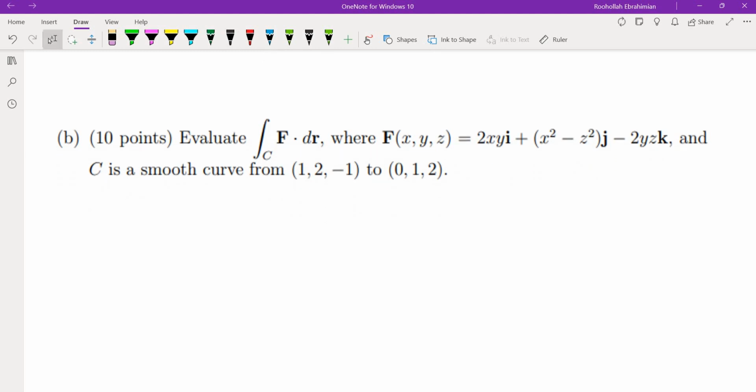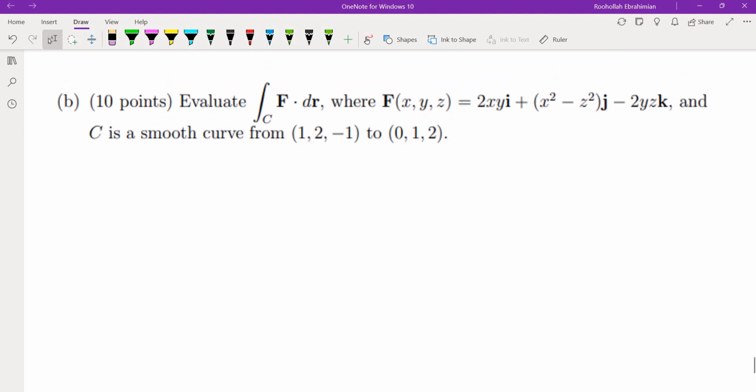The second part of this problem is asking us to evaluate this integral, where C is a smooth curve from (1, negative 1, 0) to (1, 2). Because they didn't give us the curve, it is clearly an instance of the fundamental theorem of calculus. So we will use the fundamental theorem of line integrals.